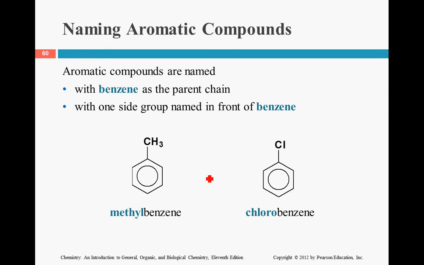So when you're naming the aromatic compounds, you're going to be naming them based upon the benzene ring itself. So you're going to actually say benzene. And then you're going to circle and name the substituents like we did before. So because CH3 is methyl, it's methylbenzene. Since Cl is chloro, it's chlorobenzene.